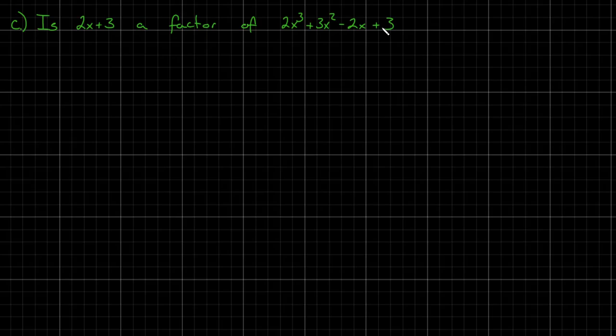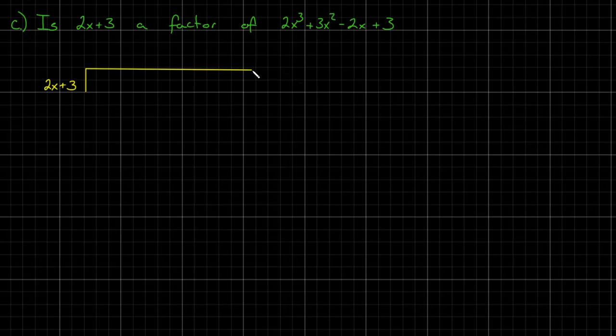If it's a factor, the what is 0? You said 0. The remainder is 0. So that's all we're checking, right? Let's just do the division and see if the remainder is 0. Now, what is the divisor in this problem? 2x plus 3, and that goes on the outside. So here it is. What is the dividend?